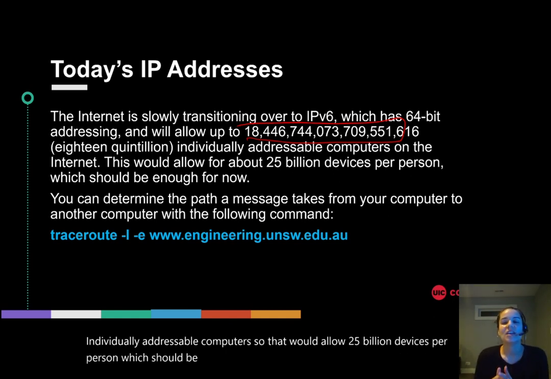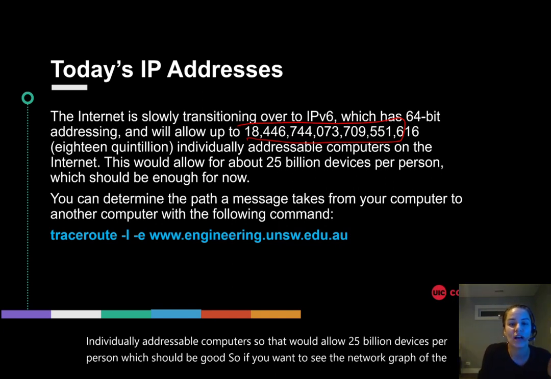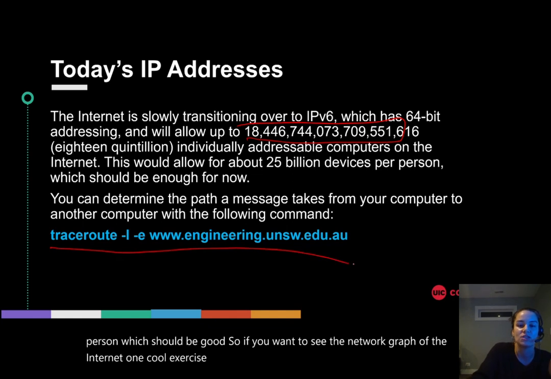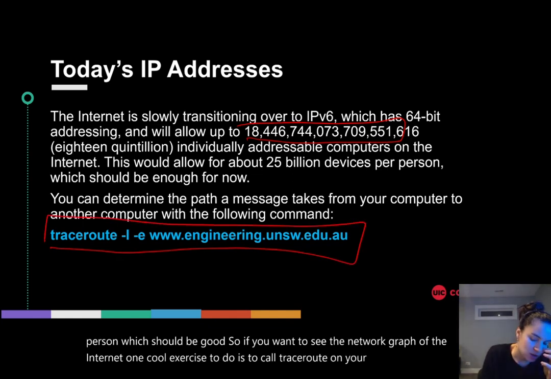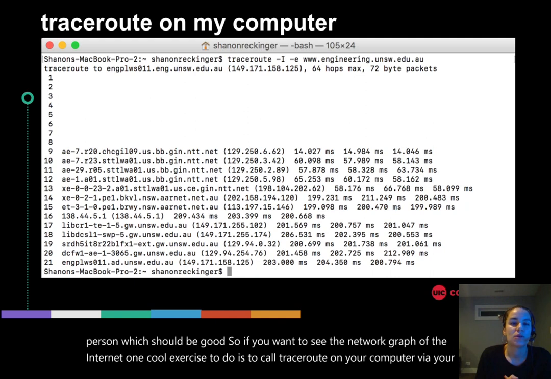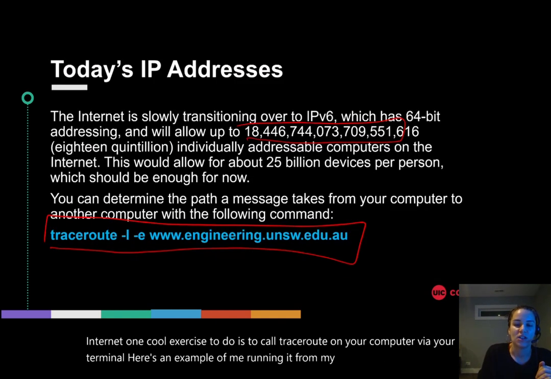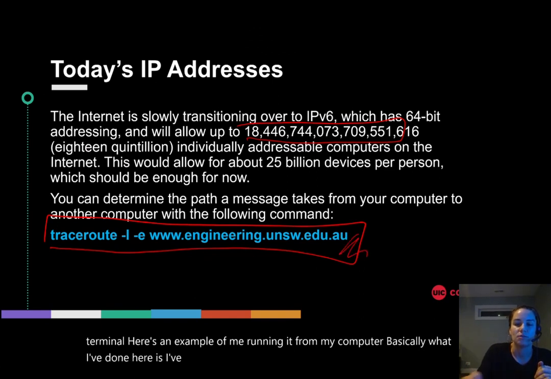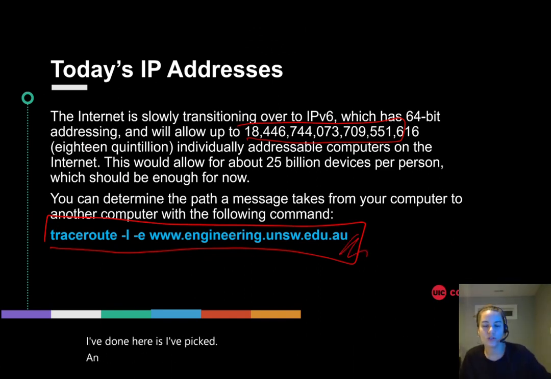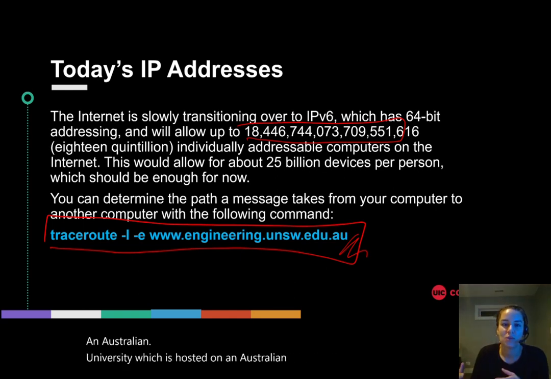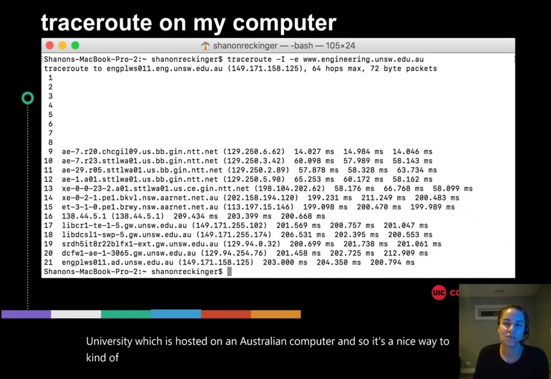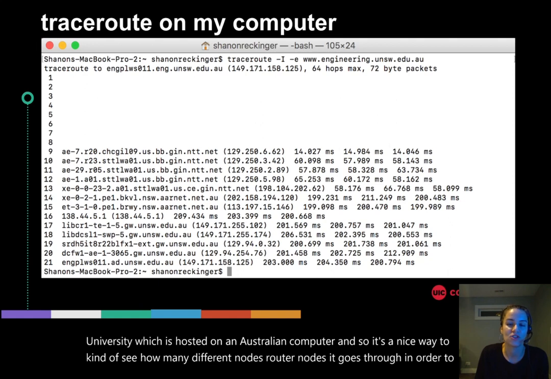If you want to see the network graph of the internet, one cool exercise to do is to call traceroute on your computer via your terminal. Here's an example of me running it from my computer. Basically what I've done here is I've picked an Australian university, which is hosted on an Australian computer. And so it's a nice way to see how many different router nodes it goes through in order to actually get to the location that you're looking for.